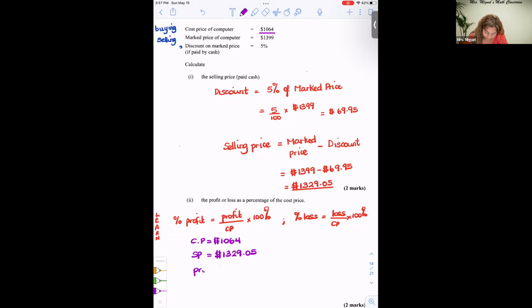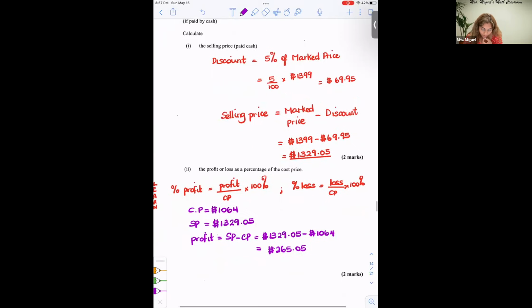So the profit is the selling price minus the cost price. So $1,329.05 minus 1,064. You made a profit of $265.05. Now, work out for me the percentage profit.